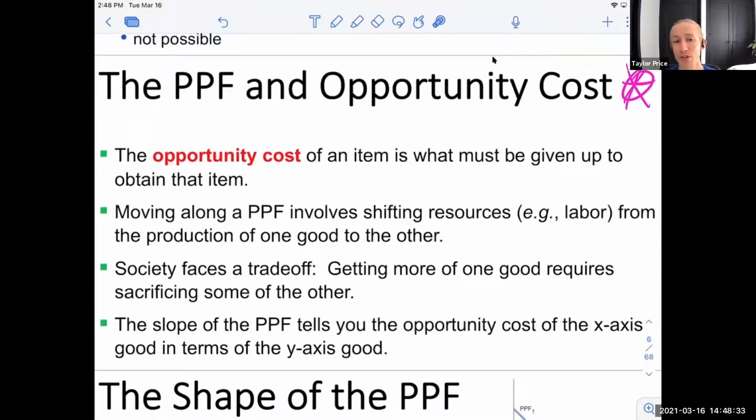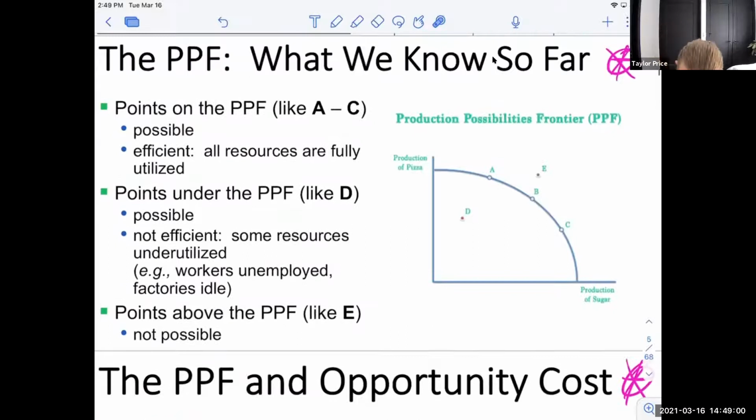And so this is just basically summarizing that. But the really important point here that I really want to point out is the opportunity cost point, because that is what underlies a lot of international trade discussions. Opportunity cost is just the cost of what we have to give up to obtain that item. So for instance, if we're looking at this graph, think about what is the opportunity cost of moving from point C to point B.